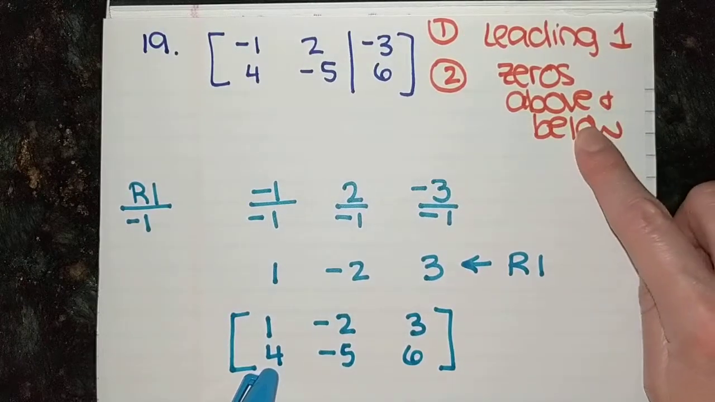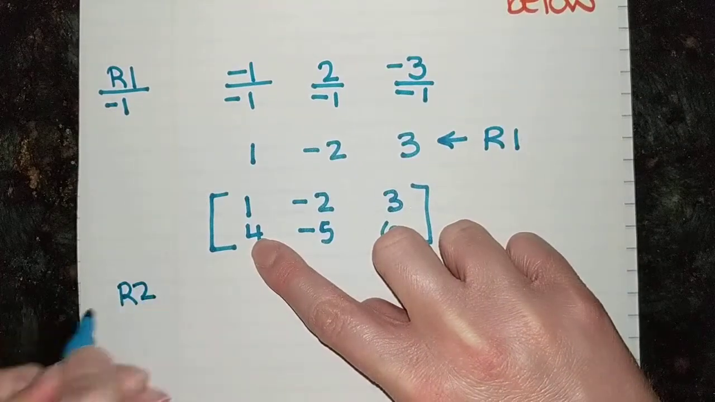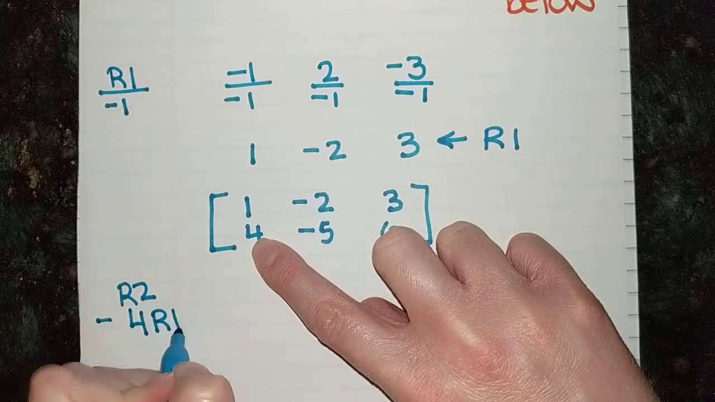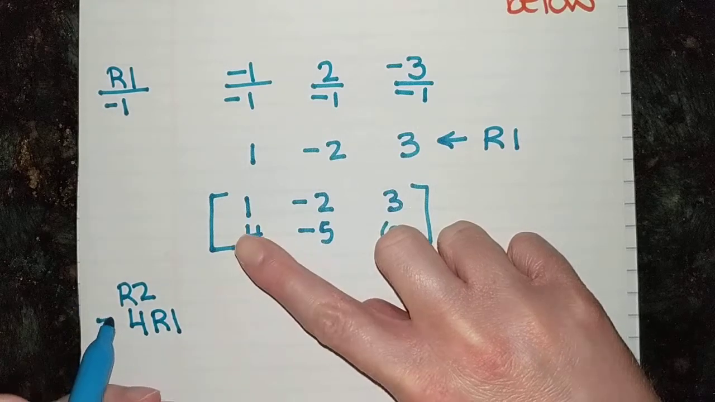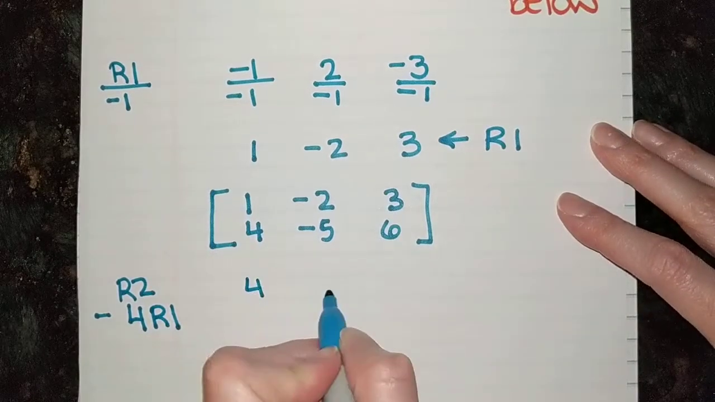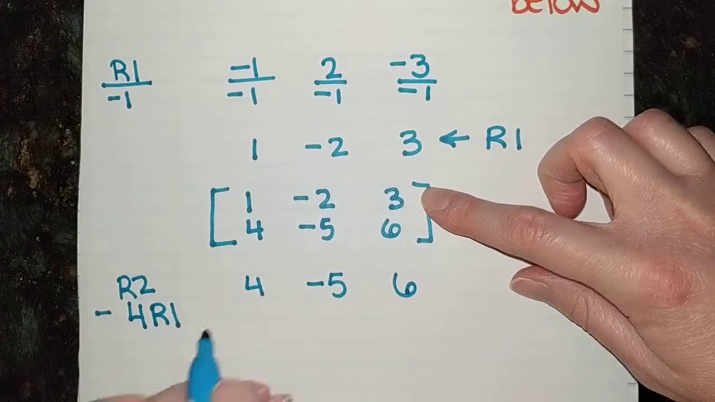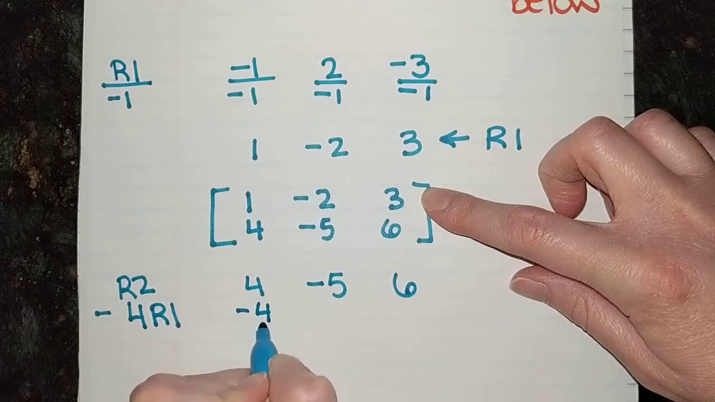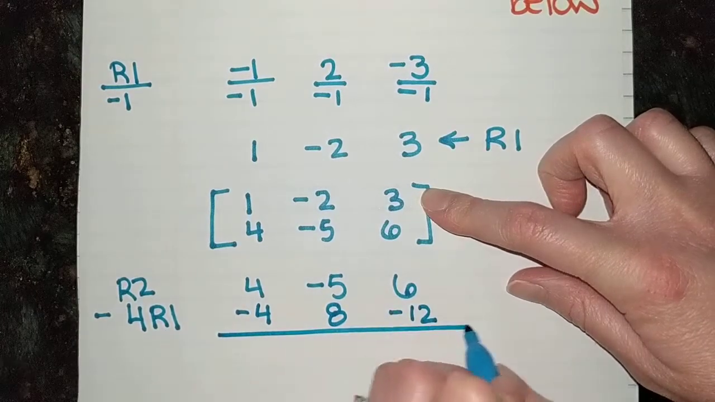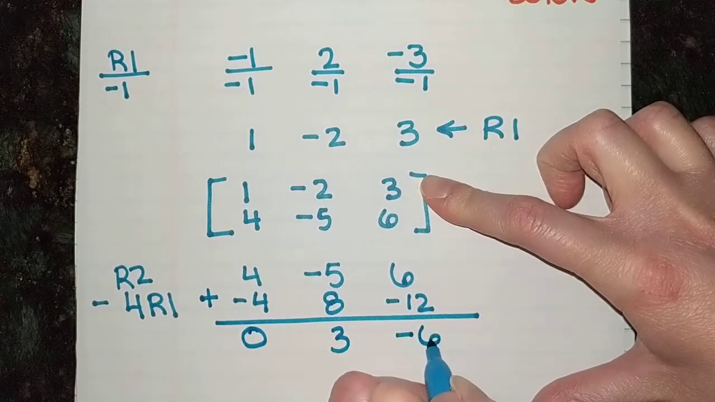Now I'm going to focus on getting zeros above and below. So to get row 2 to have a 0 there, I'm going to have to subtract that from row 1 multiplied by 4, because then I'll have the 4 minus 4, and those will cancel out. So I'll take row 2, which is 4, -5, and 6, and then multiply row 1 by -4. That will give us -4, +8, -12. And then I'll add those two together to get 0, 3, and -6.